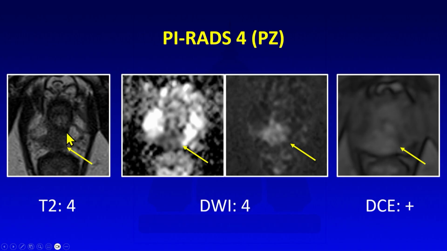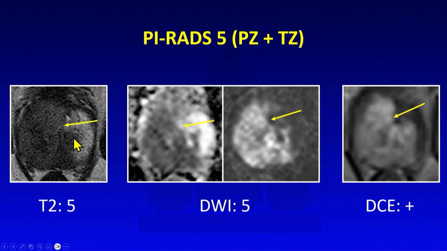Another example of PI-RADS 4, in which you have a moderately T2 hypointense lesion, dark on ADC, bright on the high B value, and this is what I mean by looking back at the source images, so you can tell that that's a PI-RADS 4.